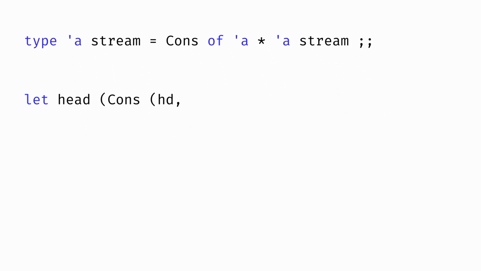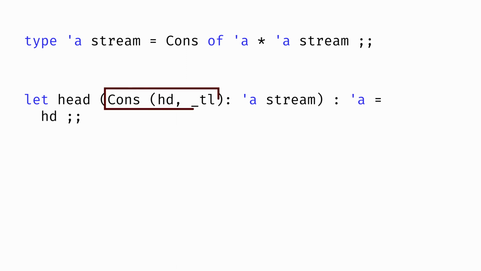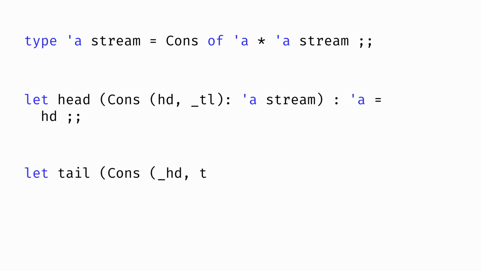Here, for example, is a function that takes a stream and returns the head of the stream. We're pattern matching directly in the function argument since there's only one value constructor that can be used for streams, and then we return the head. We could similarly define a function to return the tail of a stream too.